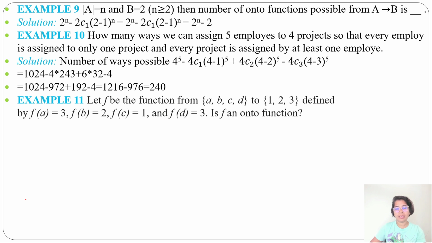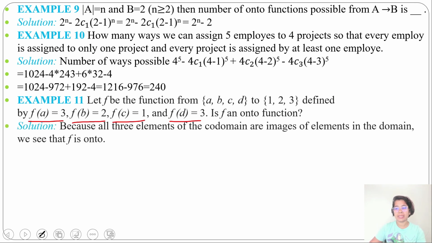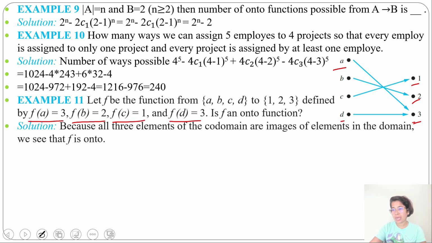Next example 11, it's for identifying an onto function. Let f be a function from the set {a, b, c, d} to {1, 2, 3}. Is f an onto function? Yes, it is an onto function. Let's draw the diagram so that you can understand. Now f of a is 3, f of b is 2, f of c is 1, f of d is 3. This is onto as all elements of set B are the image of some elements of set A. So all elements of the codomain are images of the domain, but it's not one to one as 3 is the image of both a and d. It's not one to one, but it's onto.